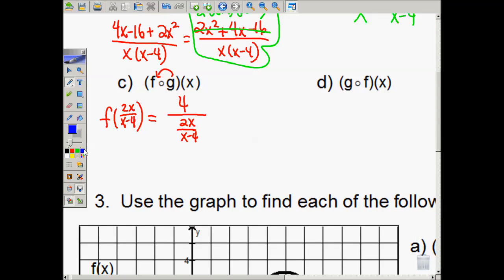Yes, because it's a fraction within a fraction. So let's do it. Here we go. Is my numerator ready to go? Yeah, so I'm going to keep my numerator because this is division.